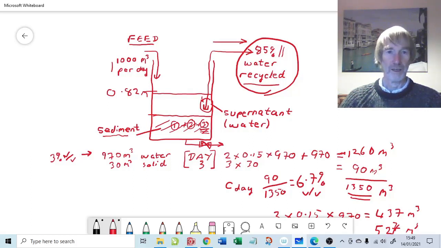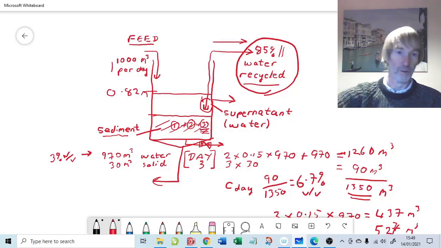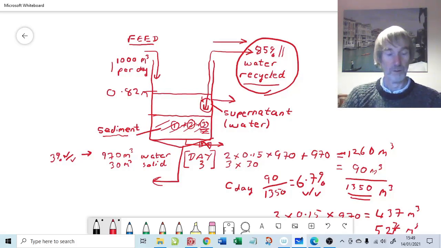Instead of having a tank that's a batch tank, what we really need to do is enable continuous offtake of the material, of the underflow, which will have the sediment in, and the overflow, which will have the clean liquid. And that is what a continuous thickener is, and that is what's looked at in the next question.